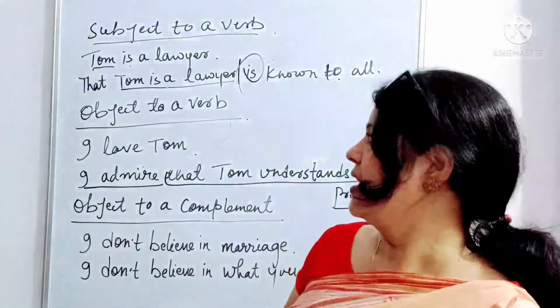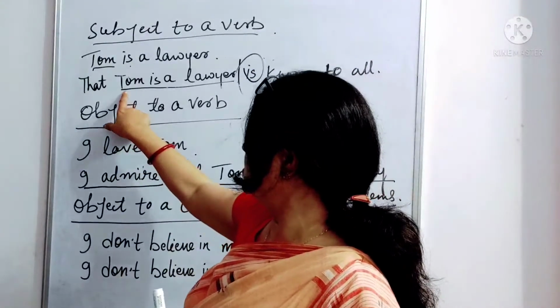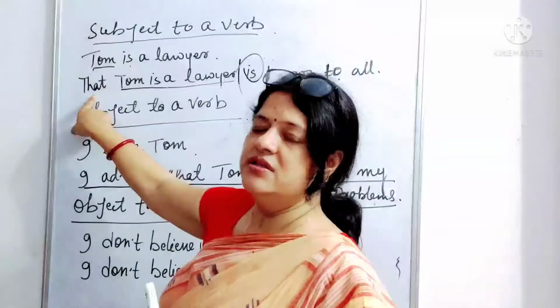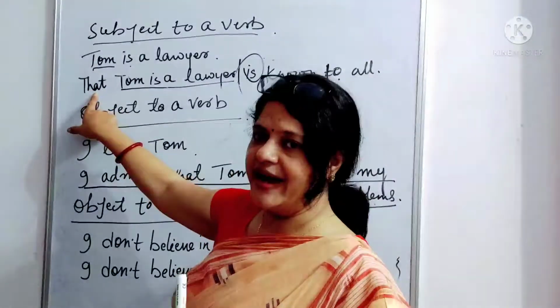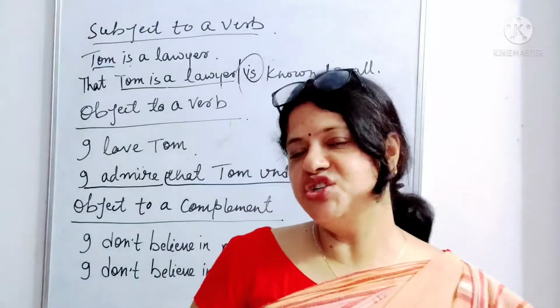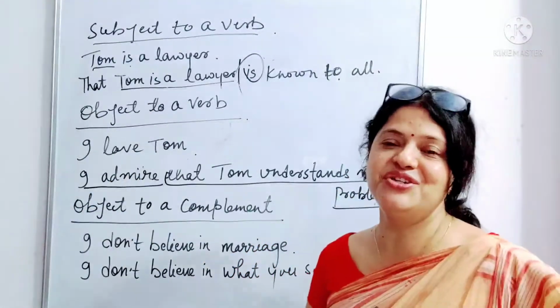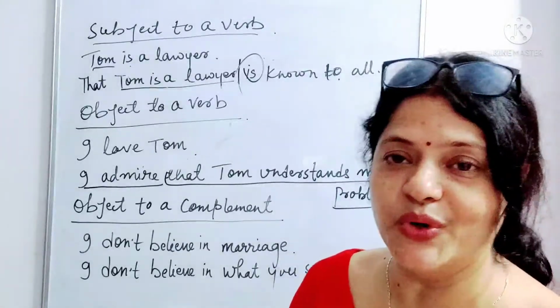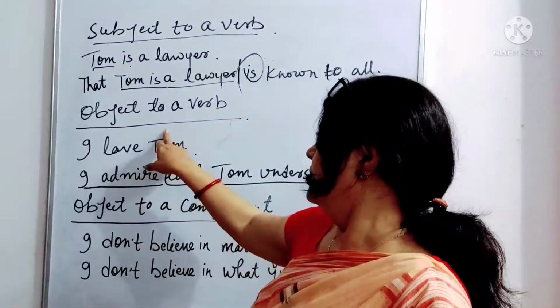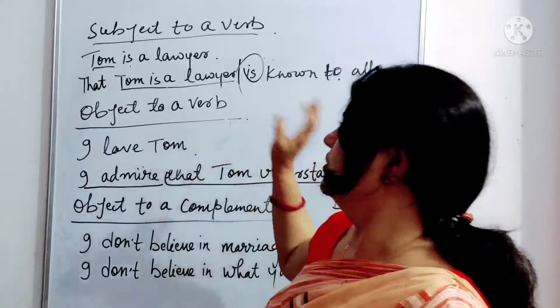Is it clear? And this clause is starting with a subordinating conjunction, that. We'll talk more about conjunctions once we finish all this. I'll tell you that there are so many conjunctions which are used in noun clauses. Okay. Now, object to a verb.